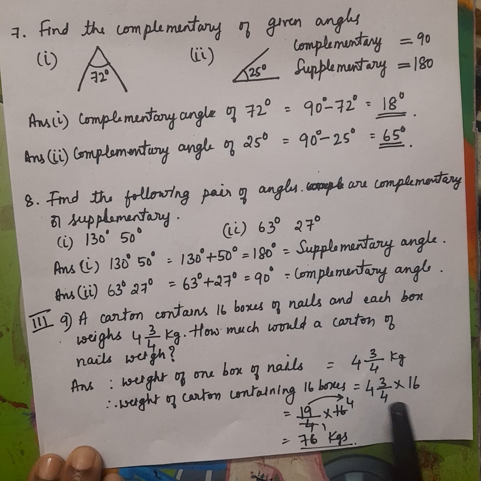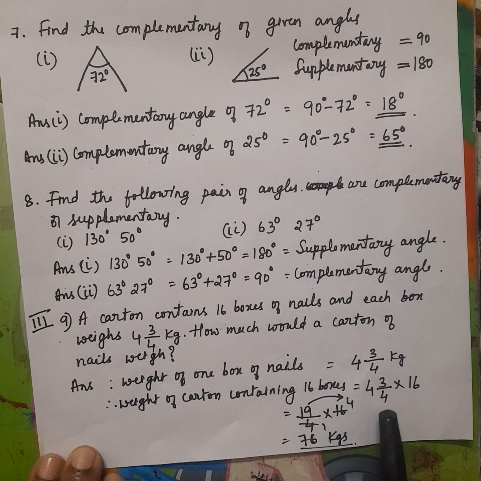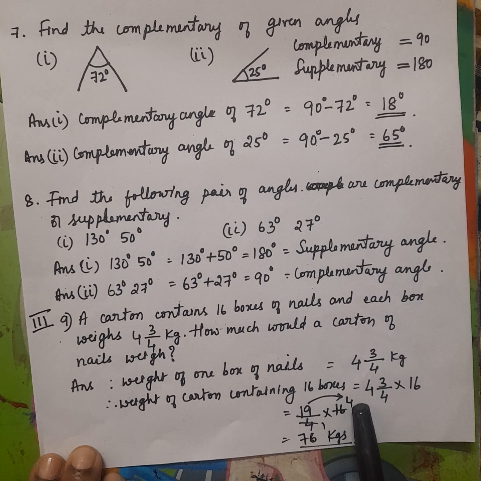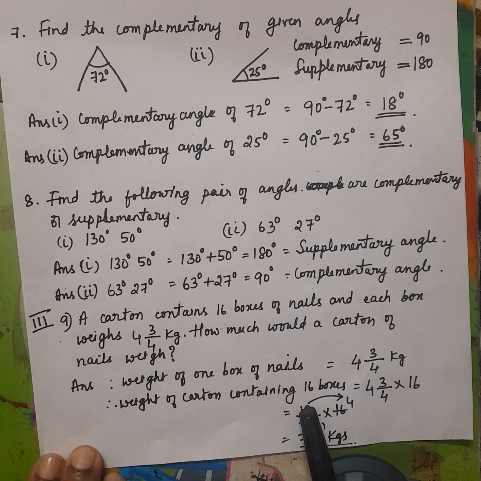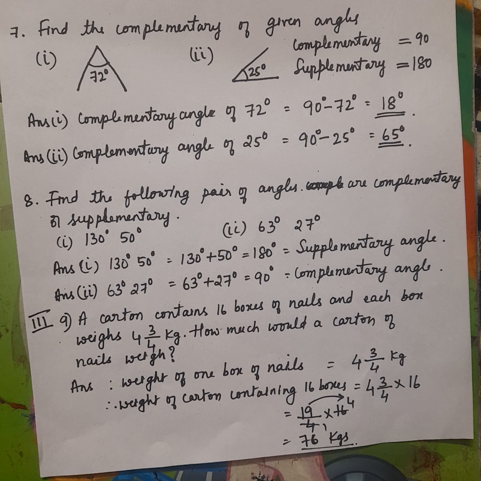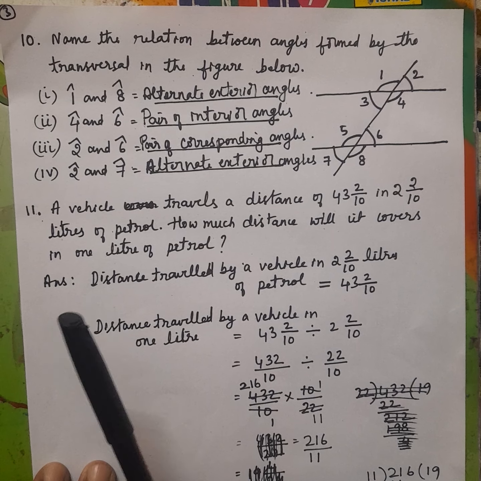As usual, you convert this mixed fraction into a fraction. So 4 4s are 16 plus 3 is equal to 19 divided by 4, into 16. Now 4 1s are 4, 4 4s are 16. So 19 into 4 is equal to 76 kgs. Therefore, the weight of the carton containing 16 boxes is equal to 76 kgs.